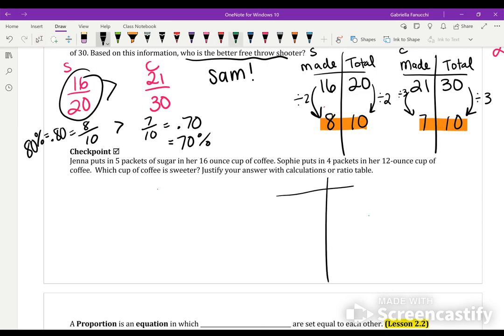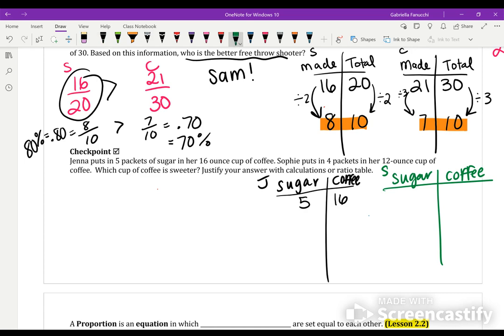I'm going to do it in different colors this time. So Jenna will be this table. So we have the amount of sugar per coffee. And Sophie will be the green table. So the amount of sugar per coffee again. So to start off, Jenna's going to put 5 packets of sugar for a 16-ounce cup. And Sophie's going to do 4 packets of sugar in her 12-ounce cup.